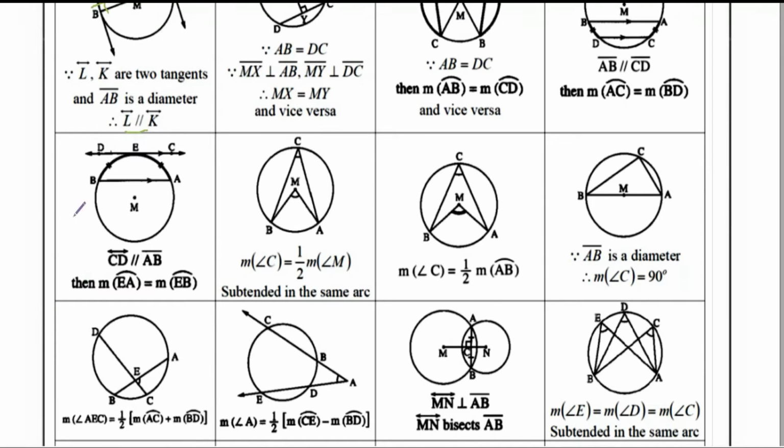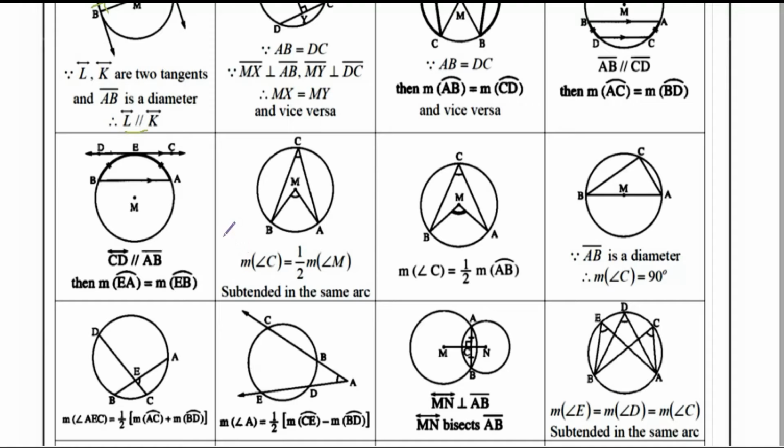The next, if you have a circle and you have a tangent like CD that is parallel to a chord AB, what do you deduce here? Yes, very good. The measure of the arc EC equal the measure of the arc EB. And also you can deduce that the length of the arc EA equal the length of the arc EB.